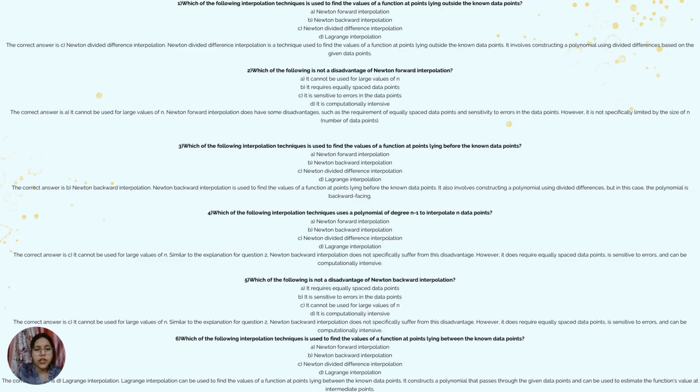Question number third, which of the following interpolation techniques is used to find the values of a function at points lying before the data points? Option A, Newton forward interpolation. B, Newton backward interpolation. C, Newton divided difference interpolation. And D, Lagrange's interpolation. The correct answer is B, Newton backward interpolation. Newton backward interpolation is used to find the values of a function at points lying before the data points. It also involves constructing a polynomial using differences, but in this case the polynomial is backward facing.